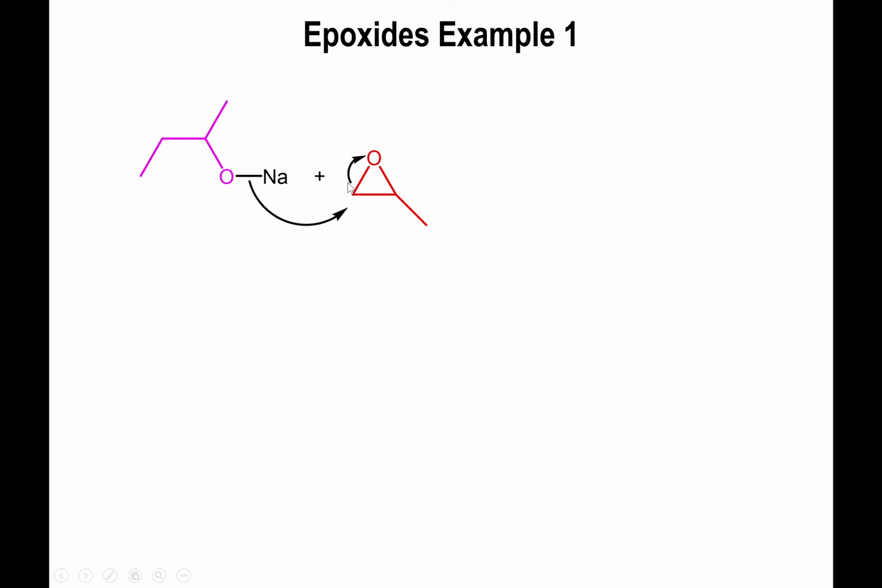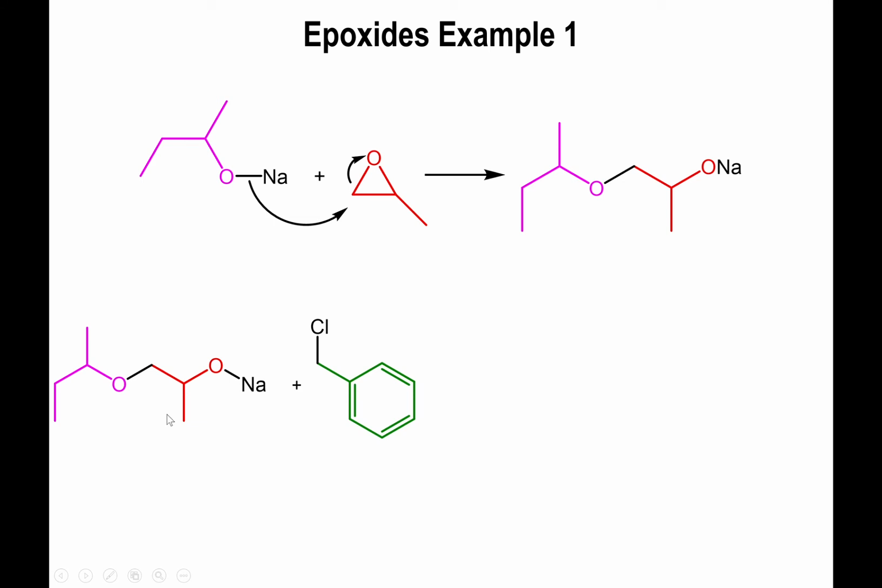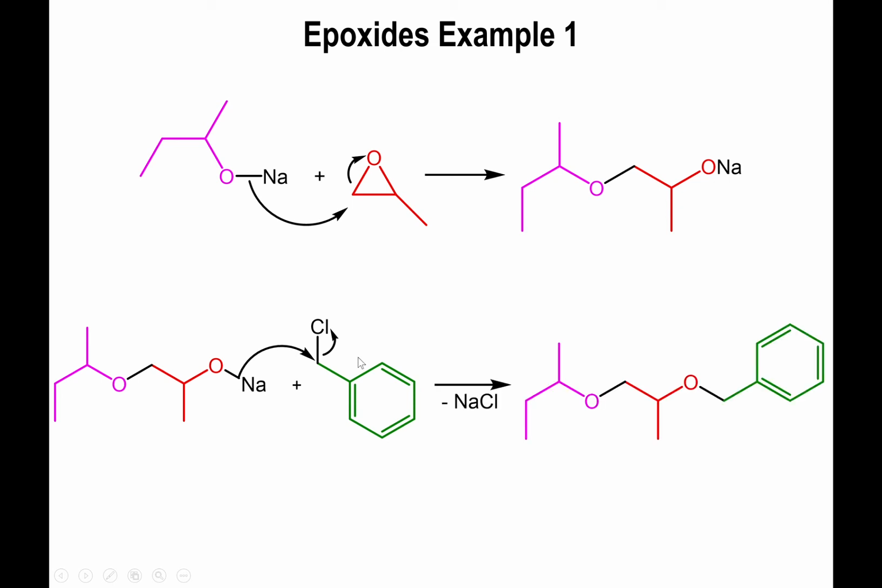And when it attacks, the carbon-oxygen bond of that oxirane ring will be broken. And this will produce sodium alkoxide on the opposite end. Now, this is the oxygen that belonged to the epoxide ring. Now it's an alkoxide. Now that alkoxide is going to attack the alkyl halide that we're introducing now into the mixture. And so the alkoxide attacks that carbon, the leaving group chloride in this case takes off, you produce sodium chloride as a byproduct, and you end up producing your ether.